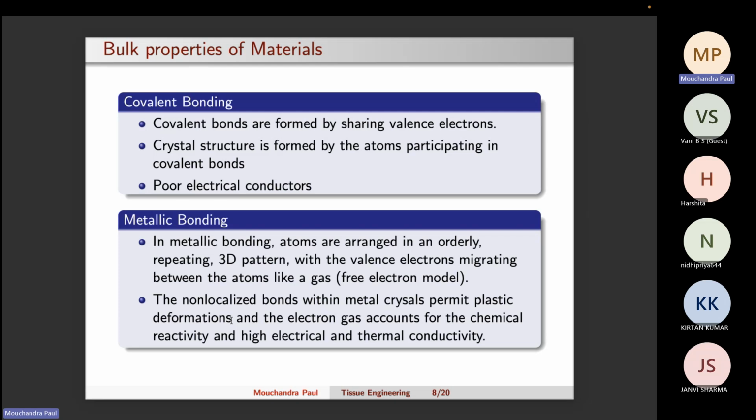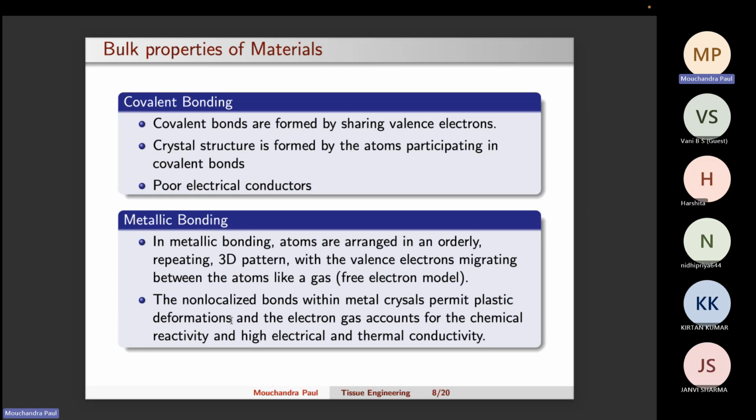But the plastic deformation regime is the regime where you are giving so much force to the material that a point comes when, after removal of the force, the length of the material does not go back to its original. The force has caused a permanent change in the length of the material. That is called plastic deformation. Because of this free electron model and metallic bonding, metals often have the capability to undergo plastic deformation.